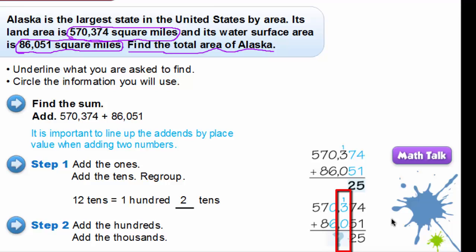4. Do we need to regroup? No, that's right, we don't need to regroup. Add the thousands. 0 plus 6 equals 6. Do we need to regroup? No. So in the thousands we have a 6, in the hundreds we have 4. Are we done yet? No, but we're close.